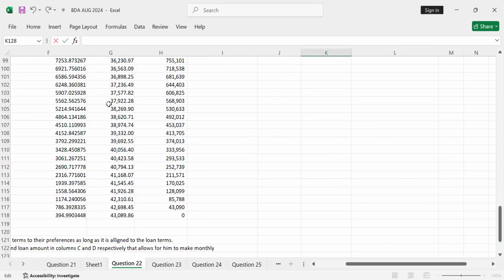All right. I've realized there is something else that we have to use. We have to use what we call the goal seek.